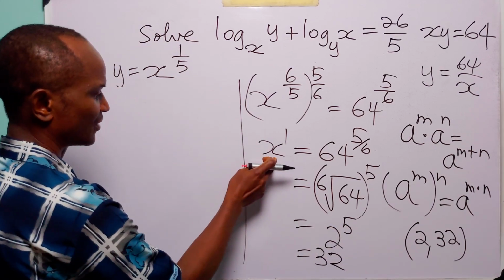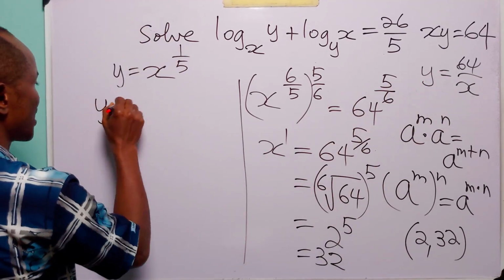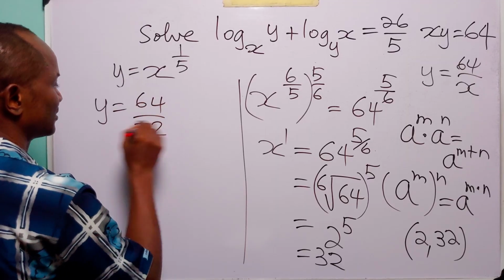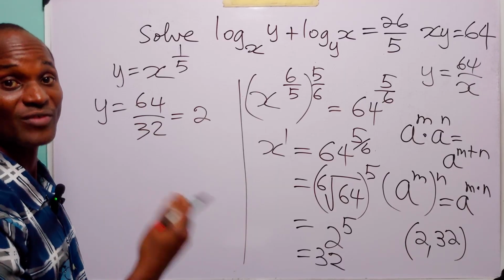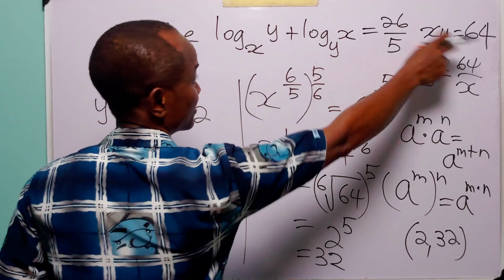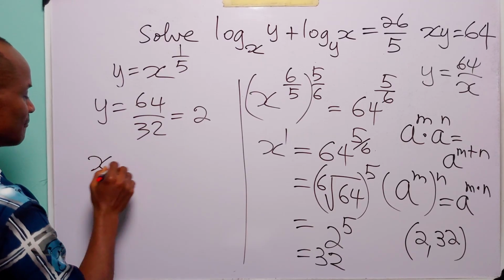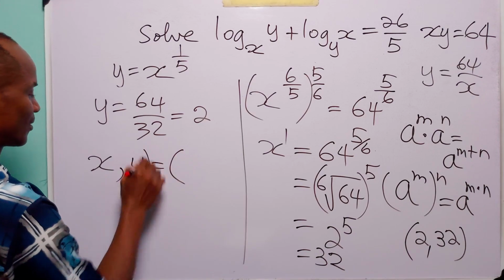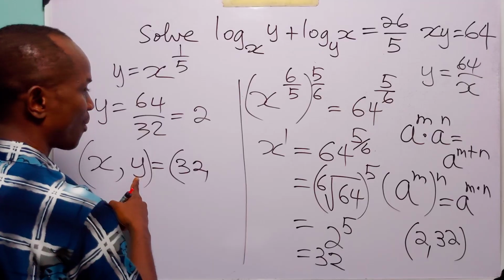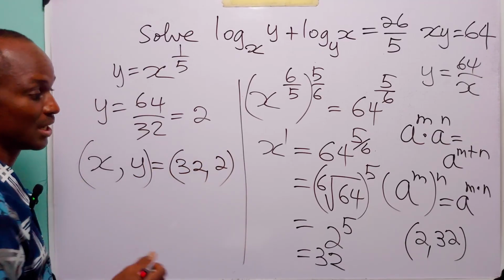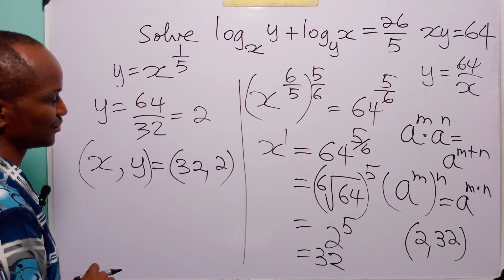And once more, now that we found that x is equal to 32, to find y, we go back to this formula. We have that y is equal to 64/32, which of course is equal to 2. So the second values of x and y that satisfy these two equations simultaneously is going to be x equals 32 and y equals 2. The first is 2 and 32, and the second is 32 and 2.